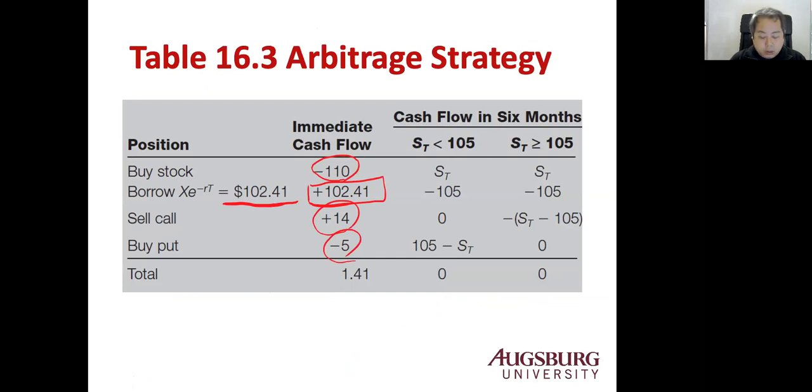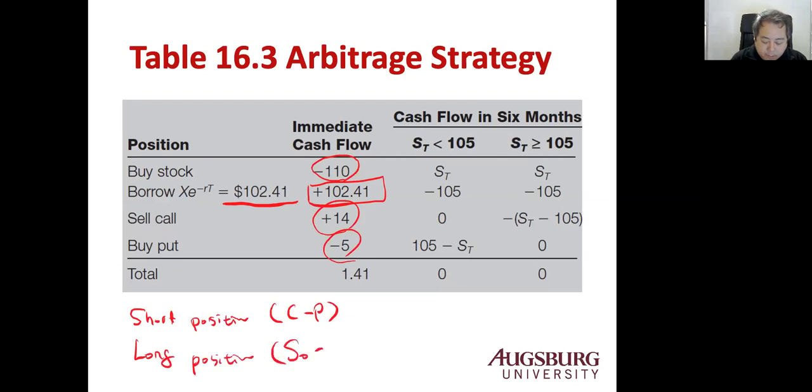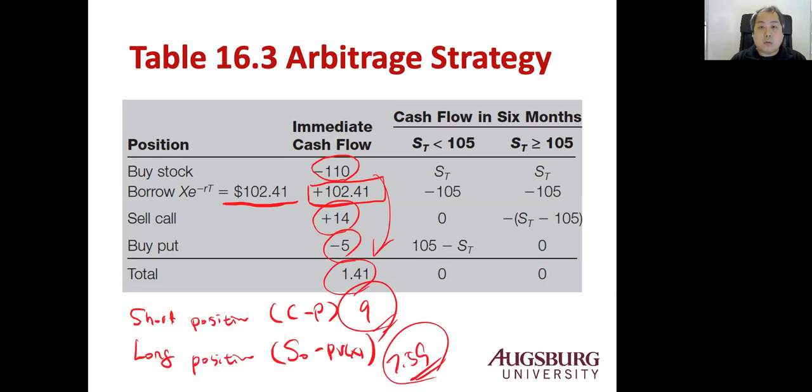So basically, what you do is you have a short position of C minus P, because now you sell call and buy put, and a long position of the right-hand side, S0 minus the present value of X. Because this is higher, this is 9, this is 7.59. So this is overpriced, this is underpriced. You short the overpriced one and you go long the underpriced one. So that's what you did, and you receive $1.41 today.